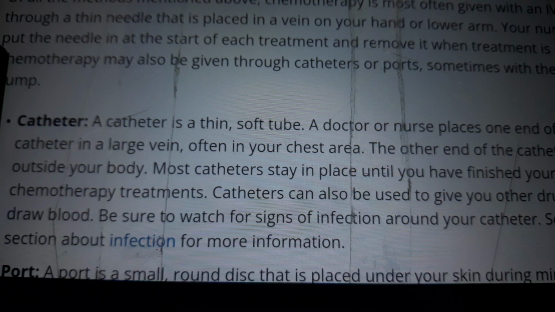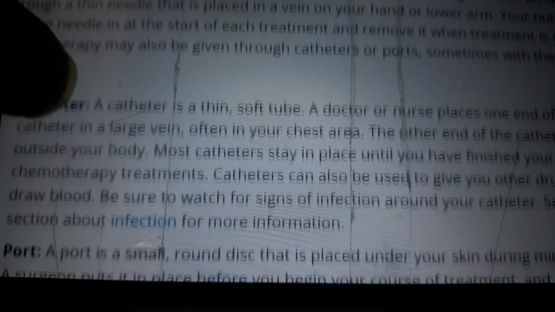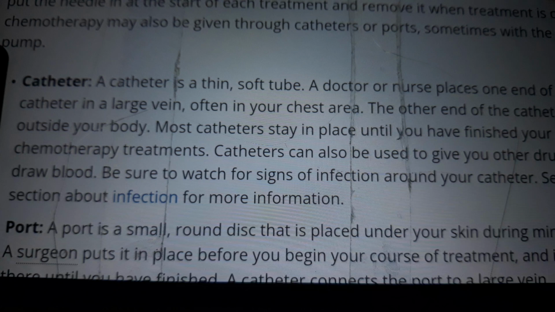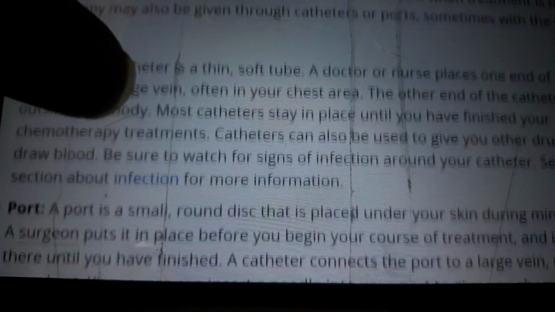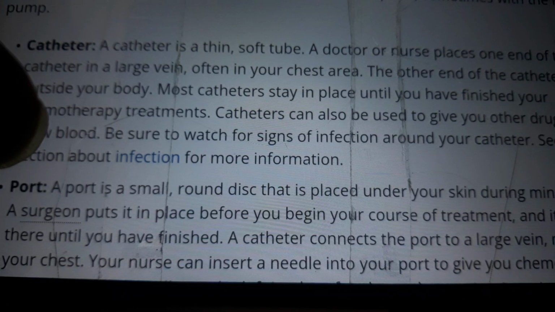Of all the methods mentioned above, chemotherapy is most often given with an IV through a thin needle. It is placed in a vein on your hand or lower arm. Your nurse will put the needle in at the start of each treatment and remove it when treatment is over. IV chemotherapy may also be given through catheters or ports, sometimes with the help of a pump.